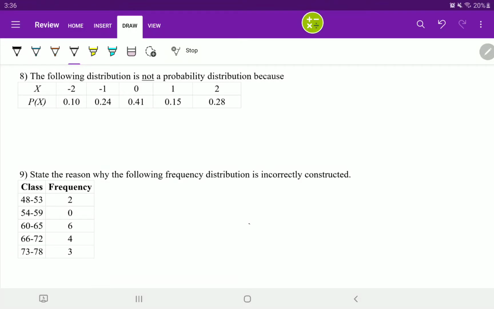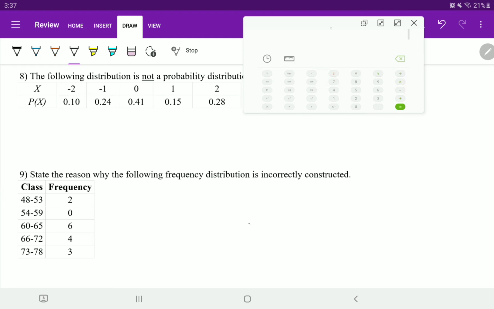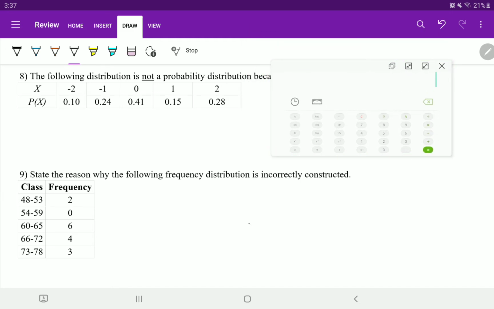All right, so we're going to transition into questions 8 and 9. 8 says the following distribution is not a probability distribution because in order for your distribution to be a probability distribution, the probability of all events of X must add up to 1. Remember, the sum of all probabilities in a sample space for all single outcomes equals 1. So let's add up the probabilities and see what we get.